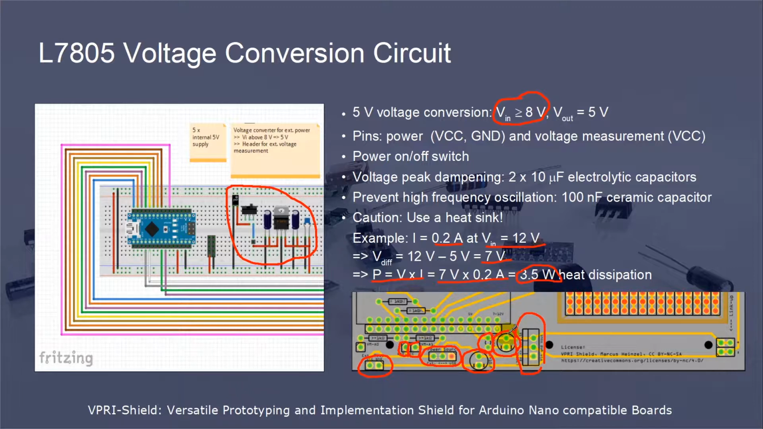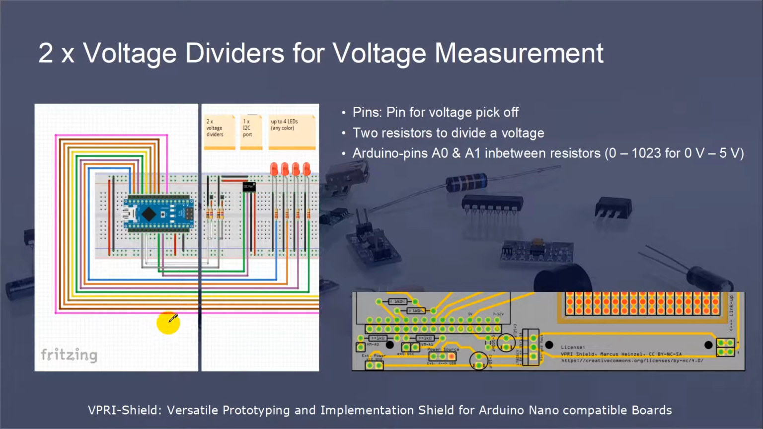Have you ever touched an old-fashioned 20 watts bulb? If yes, you can imagine how hot it gets. Okay, let's go on with the potentially most complicated part of the circuit from a mathematical point of view. It's about the voltage dividers for voltage measurement.